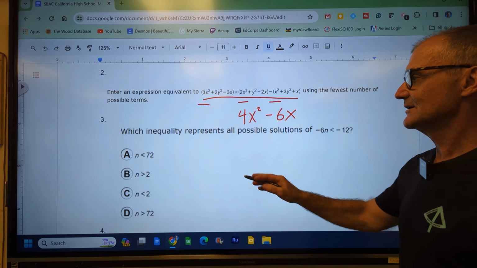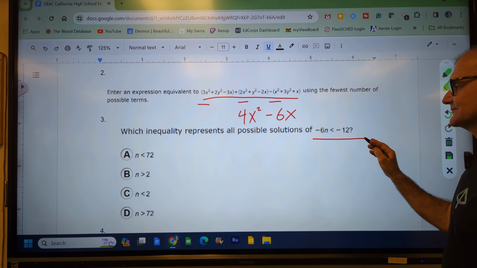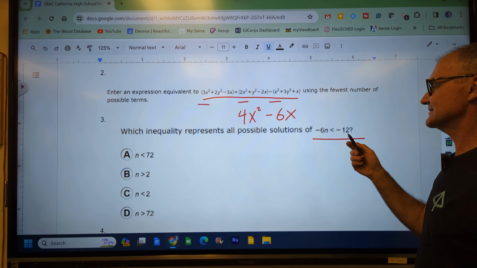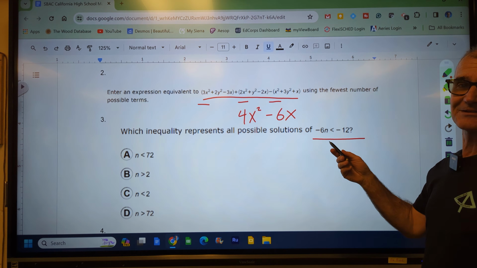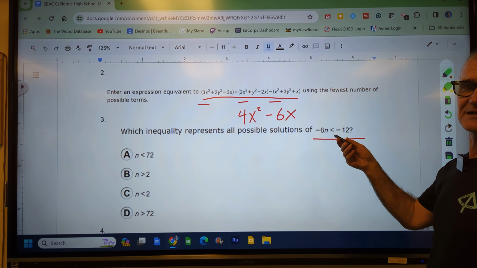Okay, number 3, which inequality represents the solutions for this? Well, this is an inequality. It tells you that. And then the trick is, and you got to remember this, that when you multiply or divide by a negative, you flip that sign.